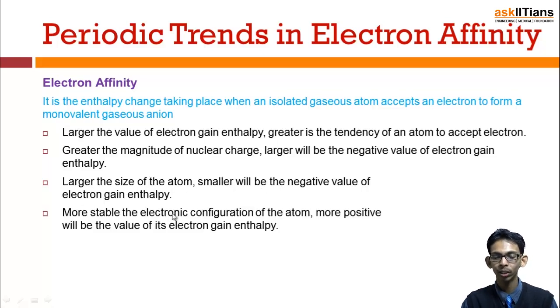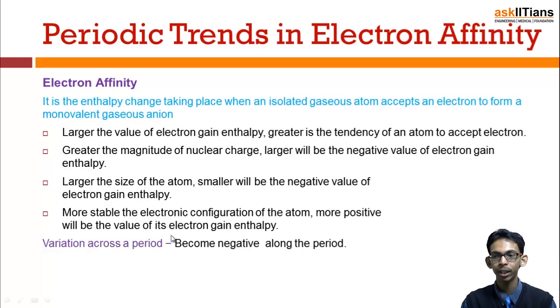Again, more stable electronic configurations of atoms. Actually, if an atom already has a stable electronic configuration, it will not accept any more electrons. So the more stable the electronic configuration of atoms, the more positive will be the value of electron gain enthalpy. For showing greater electron affinity, the value of electron gain enthalpy should be negative. Negative means energy is being released, more negative means more energy is being released, and more positive means less energy is being released, that means less electron affinity.